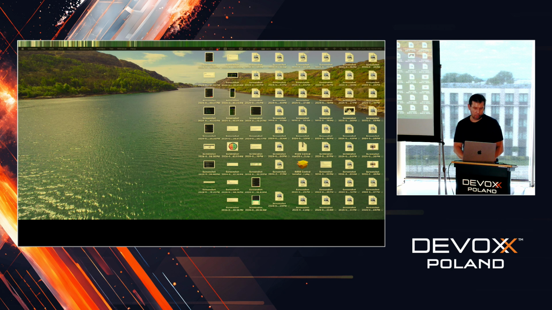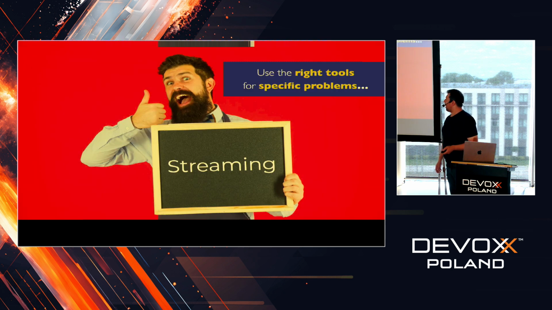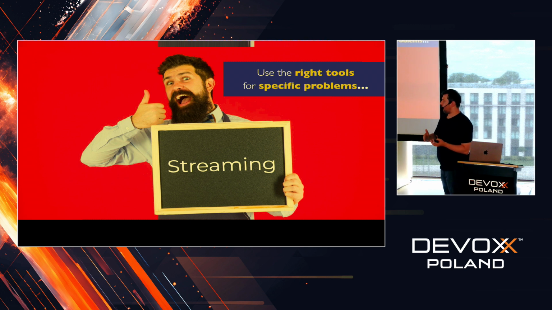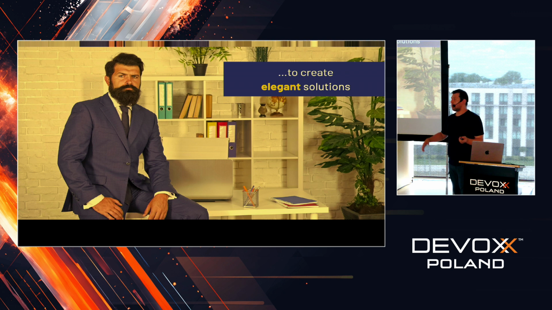Okay, so we can go to the conclusion. In web applications, streaming is not something new, but currently there are a lot of possibilities that we can use. Streaming, for example, can provide this functionality from the Jamstack and from server-side rendering, to have faster and better applications, to provide a better user experience, and of course to create more elegant solutions.